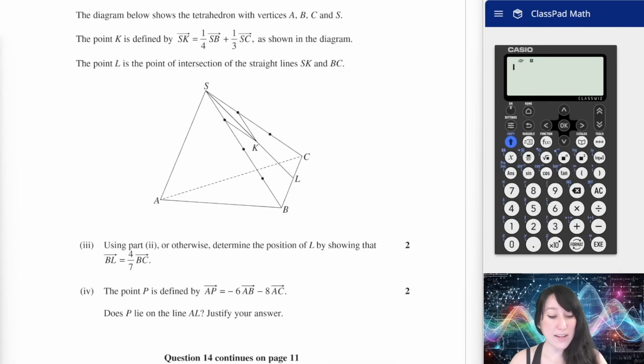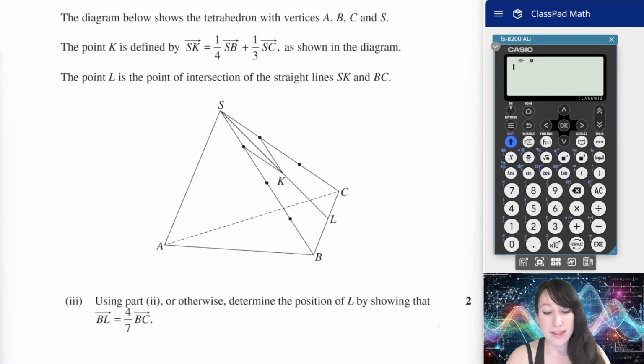Now 14a continues with: the diagram below shows the tetrahedron with vertices A, B, C, and S. The point K is defined by vector SK equals 1/4 vector SB plus 1/3 vector SC, as shown in the diagram. The point L is the intersection of the straight lines SK and BC. Then part 3 is, using part 2 or otherwise, determine the position of L by showing that vector BL is equal to 4/7 of vector BC.